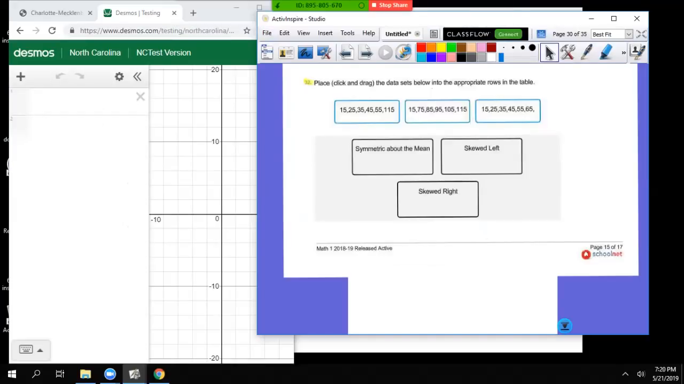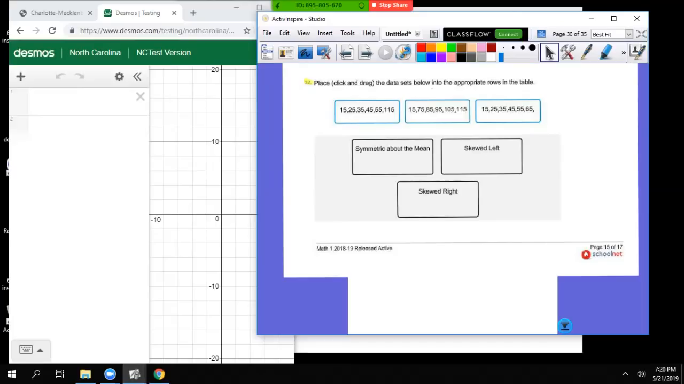Okay, so the last question we're going to talk about for SID 2 and 3 is question number 32 from the active, and it says place, click, and drag the data sets below into the appropriate rows in the table. Of course, if this was the interactive version of the test, you'd be dragging things where they belong, but since I have a paper pencil copy, I'm going to show you how we could solve that in Desmos as well. Now this one might be a little bit new for you, so please feel free to pause the video and take really detailed notes on how to create the table that I'm about to show you.